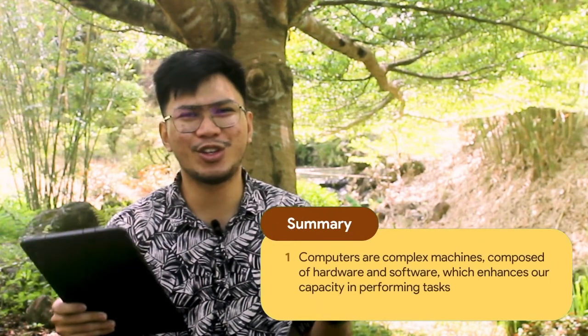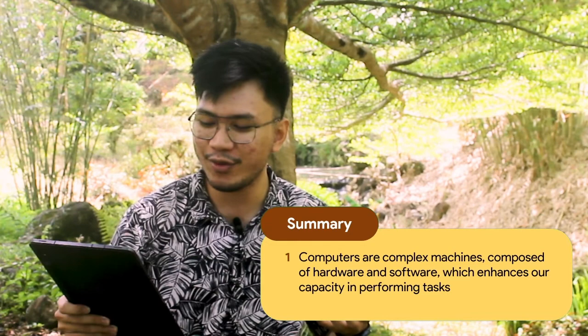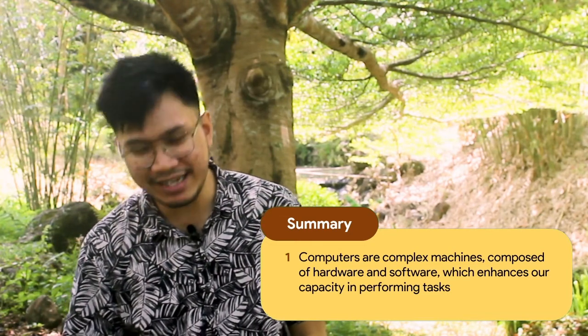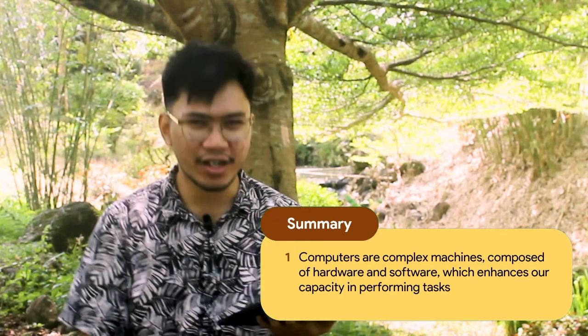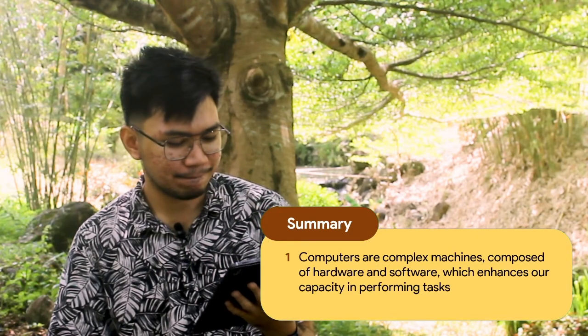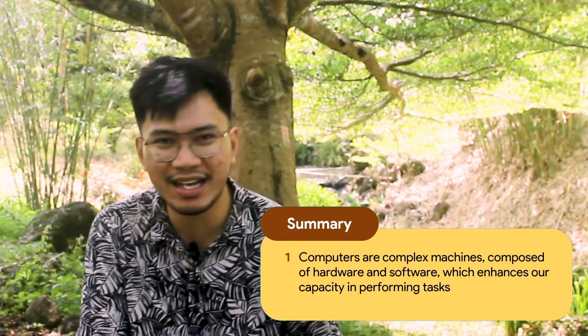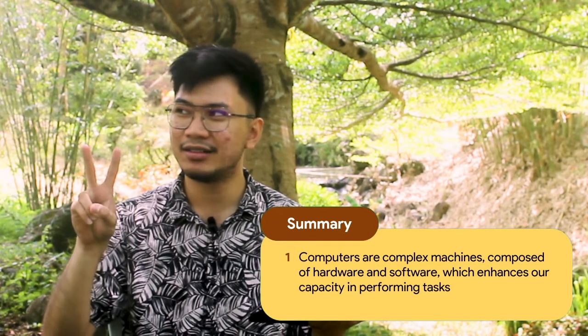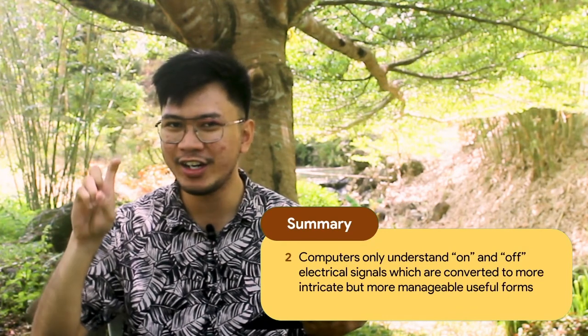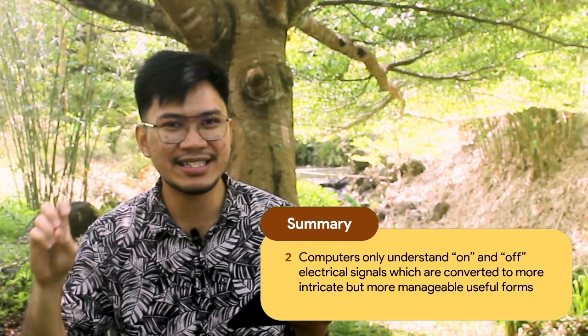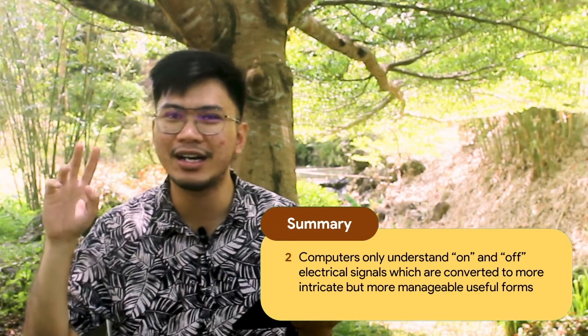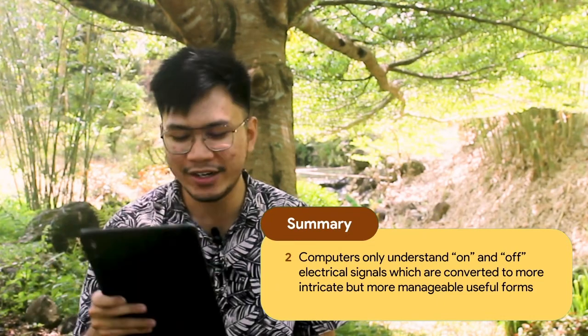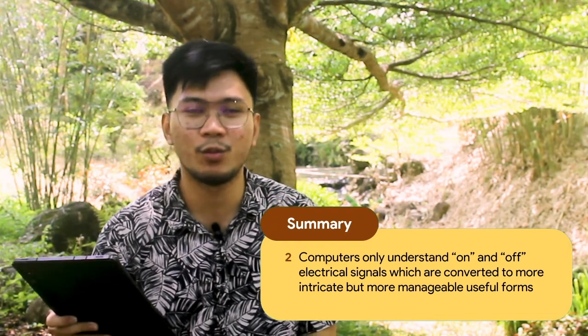So that's it for our lesson this morning. We have discussed the basic fundamentals of computers. Computers are complex machines, composed of hardware and software, and computers enhance our work. Second, the most basic knowledge we have about computers is two: 0 and 1, or what we call on and off. And our challenge is how to make our on and off complex in order for our computers to understand what we want them to do.